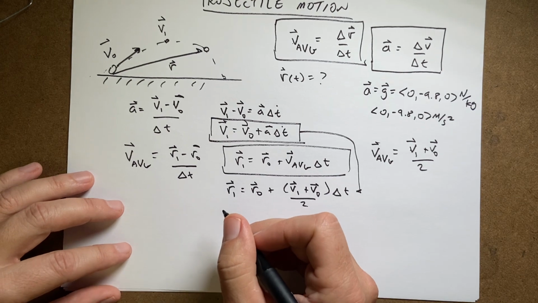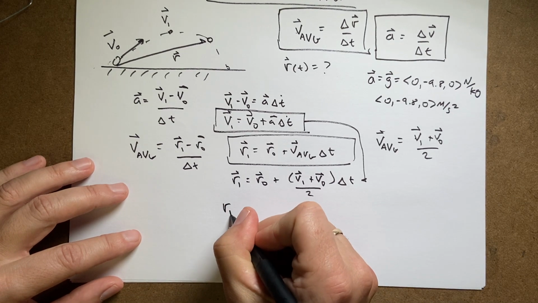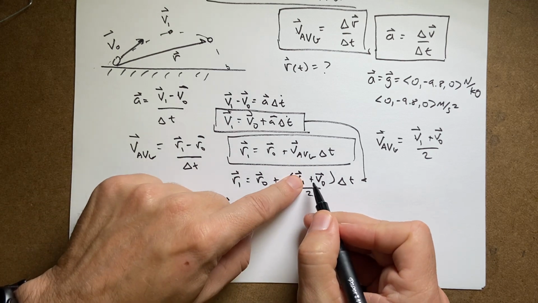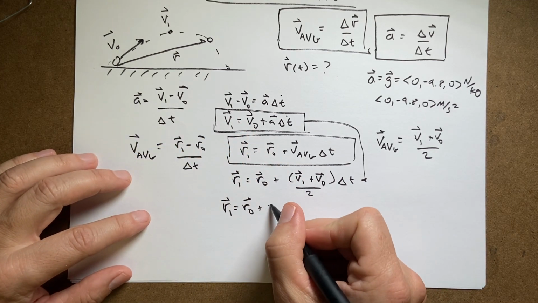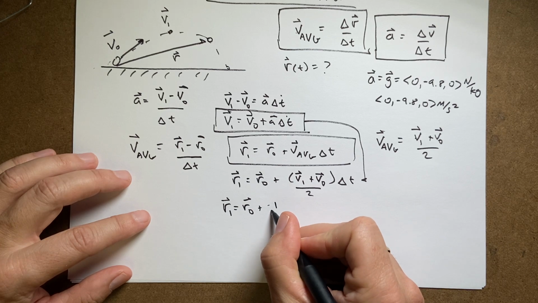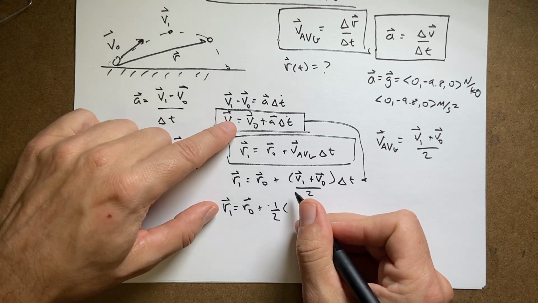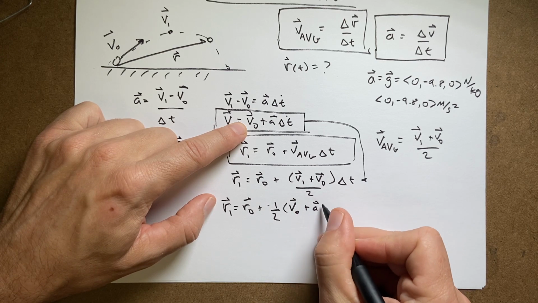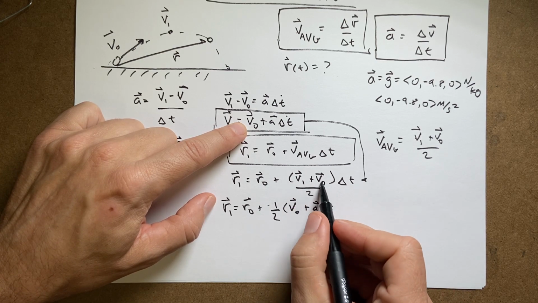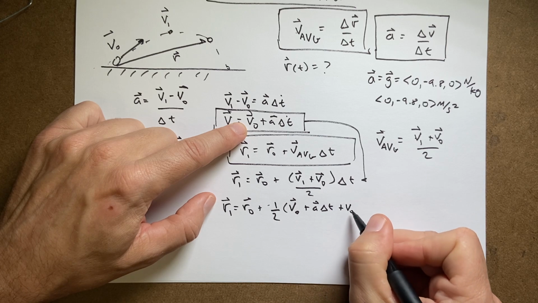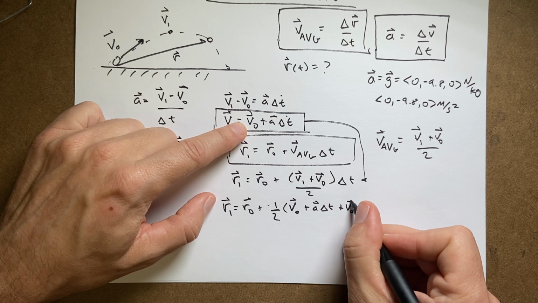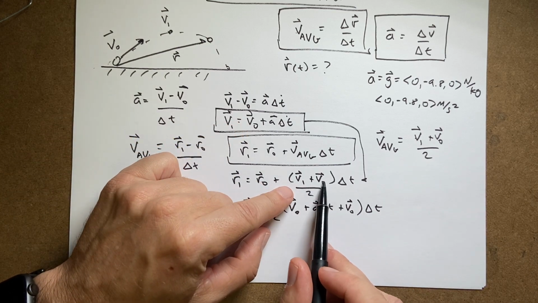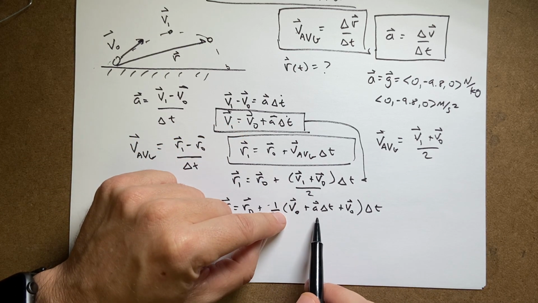Now I can take this expression for v1 and put it in down here. So now I get r1 equals r0 plus, I'm going to put all this stuff right there, so I have a 1/2 times v1, which is v0 plus a delta t, plus v0 vector times delta t. All I did was substitute in v1 right there.